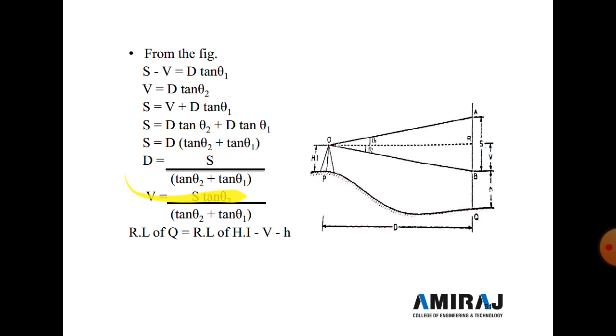Now put this value in the equation V is equal to D tan theta 2. So we find the vertical distance, V is equal to S tan theta 2 divided by tan theta 2 plus tan theta 1. Now RL of Q point, this point, RL is RL of HI minus V minus H. So we find the RL of Q point.